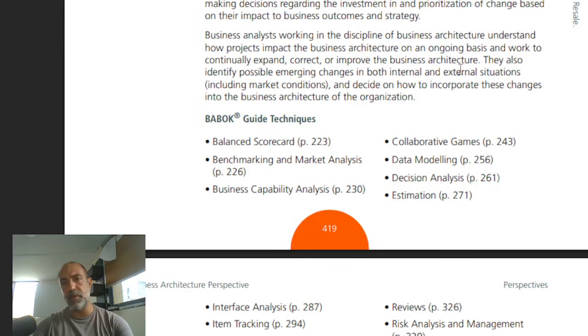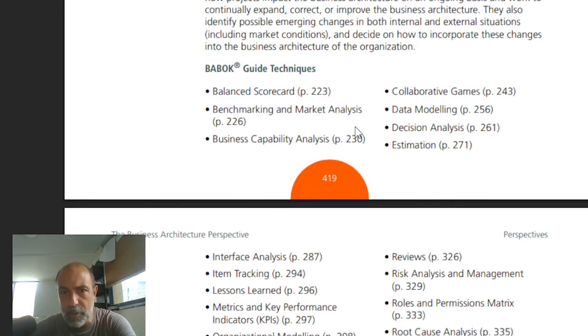Business analysts working in the discipline of business architecture understand how projects impact the business architecture on an ongoing basis and continually expand, connect, and move with the business architecture. They also identify possible emerging changes in both internal and external situations.